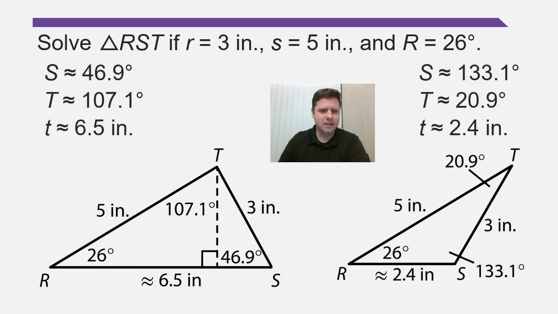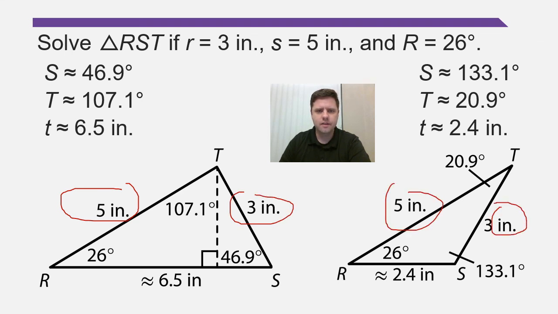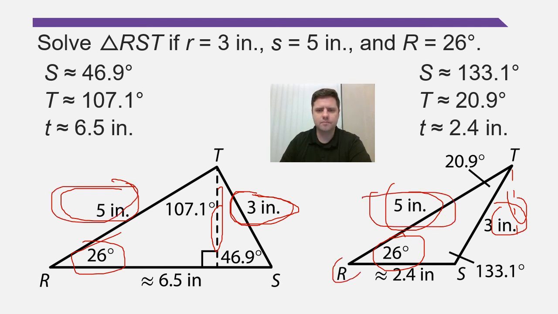So in both these cases, we could sketch little drawings of what this would look like. But notice here, in both these cases, we have these sides being 5 and 3. We have this 26-degree angle measurement. But notice that this triangle works either way because of this very unique case where this side length is longer than the height, longer than this height as well, but it's shorter than the adjacent side to this angle R.